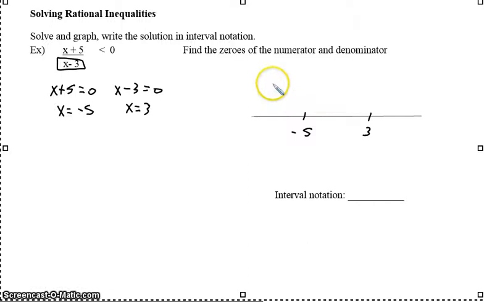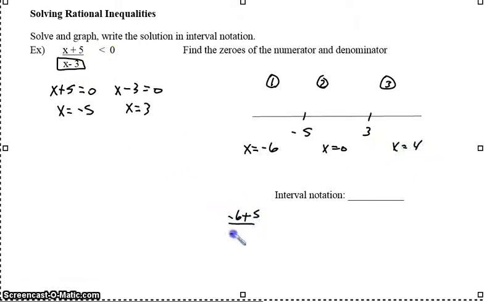So this is going to divide us up into 3 test zones, 1, 2, and 3. For the first zone, I'm going to use, let's say -6. The middle zone, I'll use 0. And the last zone, I'll use 4. So if we plug in -6 plus 5 over -6 minus 3, I end up getting -1 over -9, which is 1/9. And 1/9 is not less than 0, so that's false. So I don't shade there.